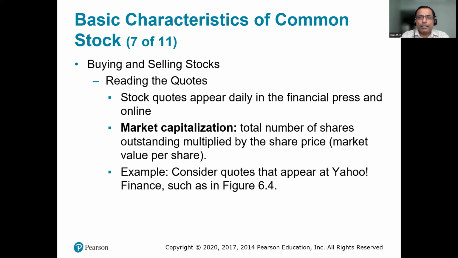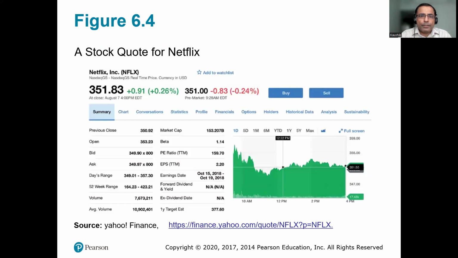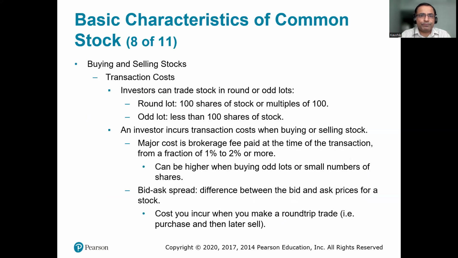So now we look at the process of buying and selling stocks. To buy or sell stocks, we look at the price of the stock. This is available from the financial press. And based on the stock price, we can calculate the market capitalization. Market capitalization is the total number of outstanding shares multiplied by the share price. This is a typical example of share price information, which may be relevant for investors for buying and selling transactions.